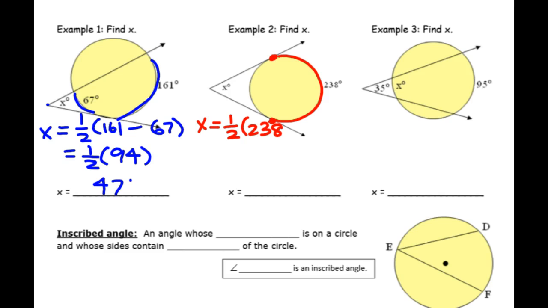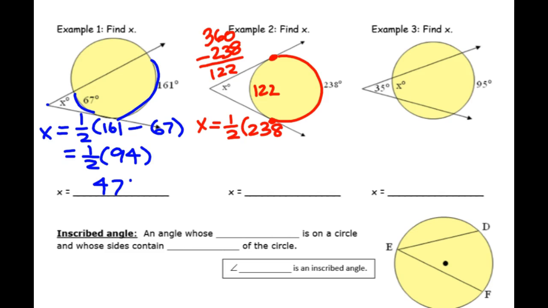And what do these two arcs add up to for a whole circle? 360. So you need to figure out this missing arc by doing 360 minus the big arc, 238. What do I get? Thanks for helping out. 122.